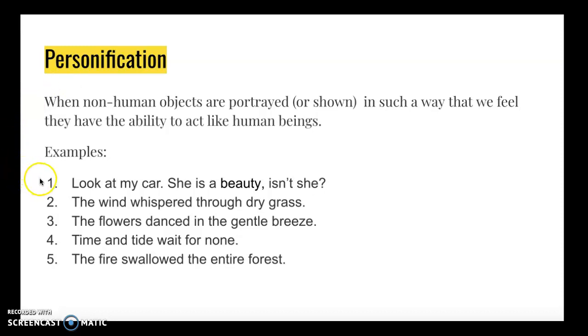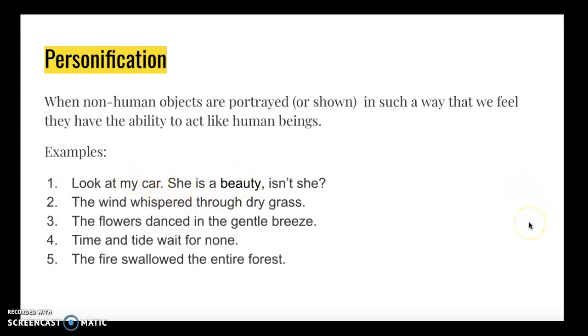So let's look at number 1. It says, look at my car. She is a beauty, isn't she? Okay, so the car is being given a gender, if you notice, she. But a car is a car, it's not a human. And it's also being called beautiful here. Okay, so that's personification. The car is being personified.